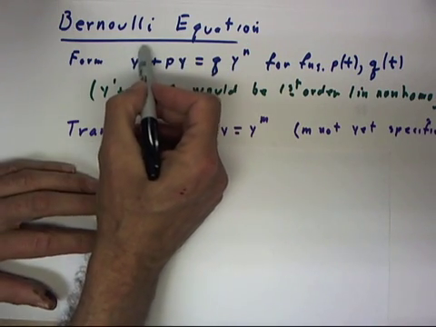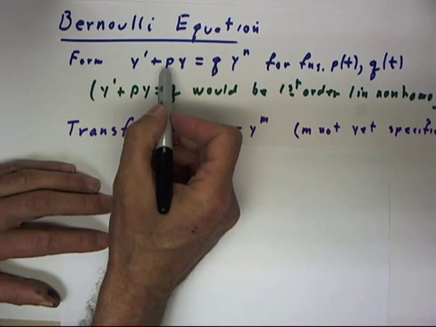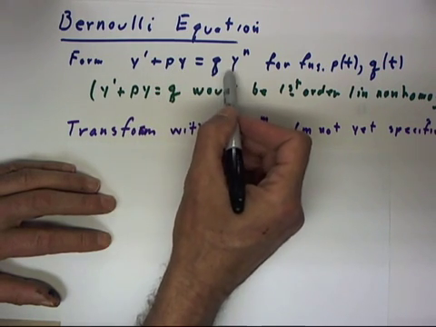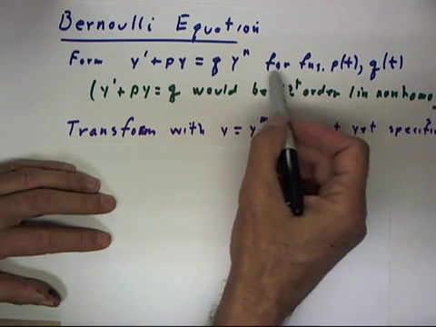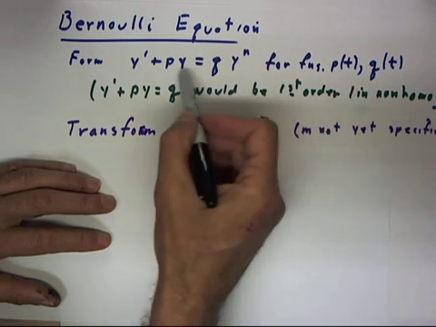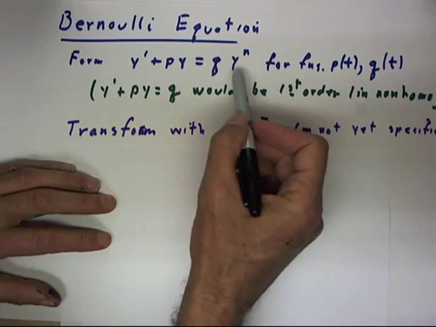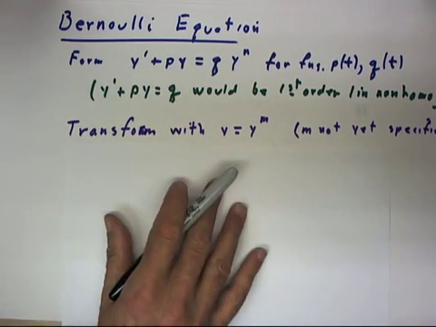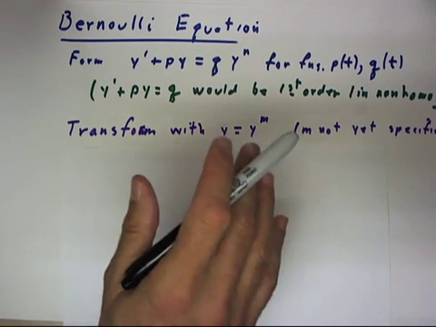A Bernoulli equation is of the form y prime plus p of t y equals q of t times y to the n. And I've specified here that the p and q stand for functions of t. And the derivative, of course, is implicitly understood to be with respect to t.